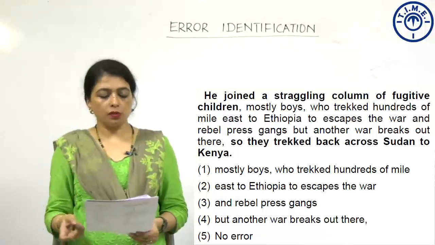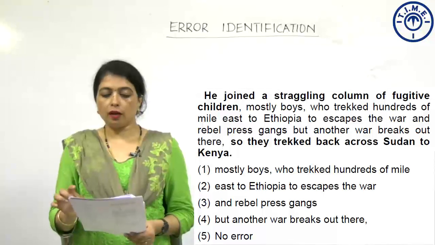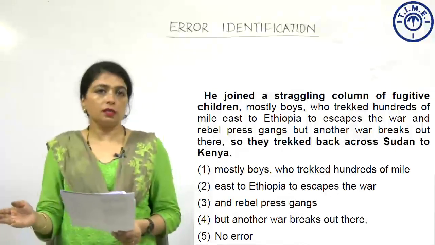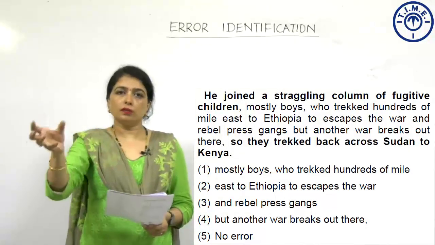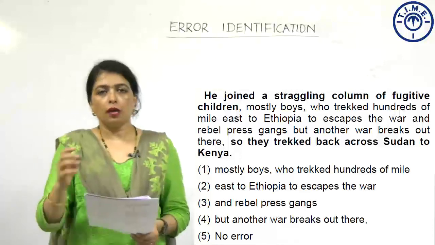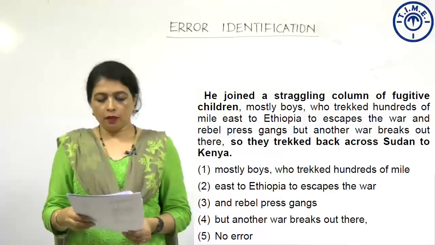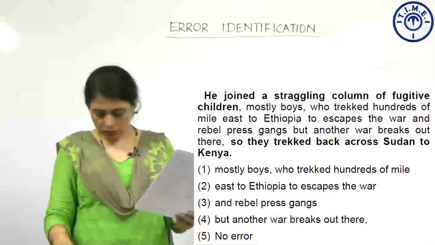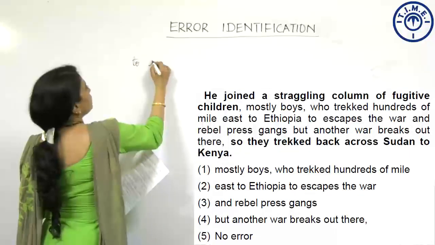The first option has the part mostly boys who trekked hundreds of miles. Now, hundreds of miles is incorrect because it is hundreds, which is plural, the noun should also be in the plural. Hundreds of miles and not hundreds of mile. East to Ethiopia to escapes the war. Here we see that a to infinitive has been used.